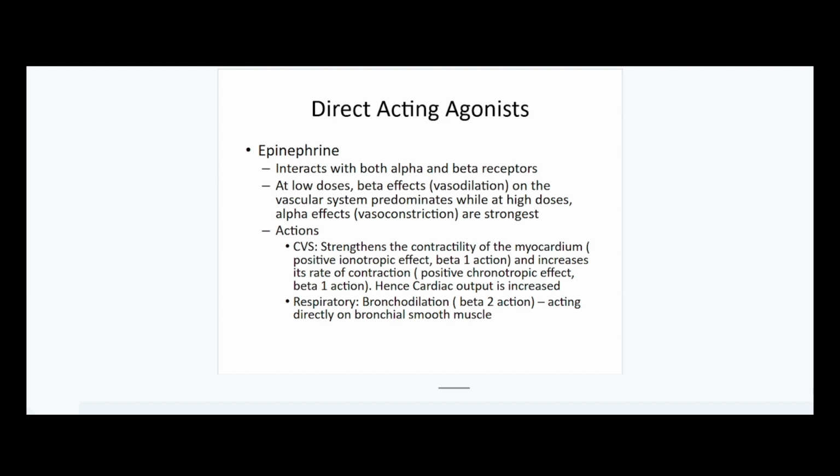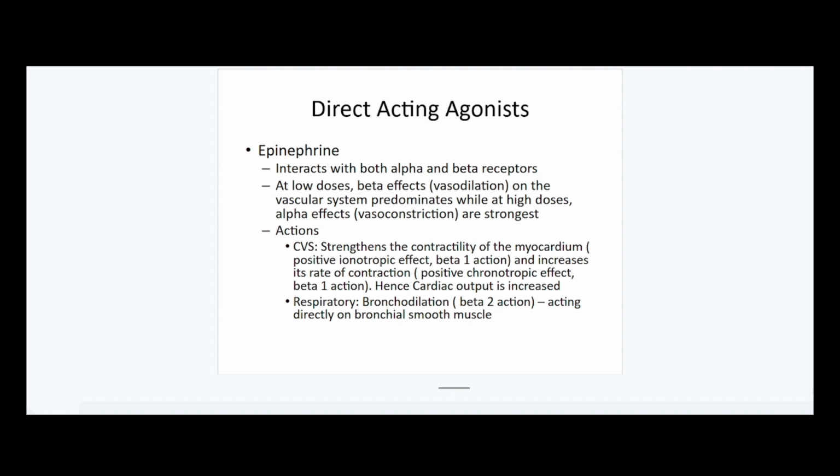At low doses, it has better effects on the vascular system, but at high doses, it is more prone to bind to alpha receptors to cause vasoconstriction. So you know that epinephrine acts on basically the key player organs when it comes to sympathetic response, which is the CVS and respiratory system.